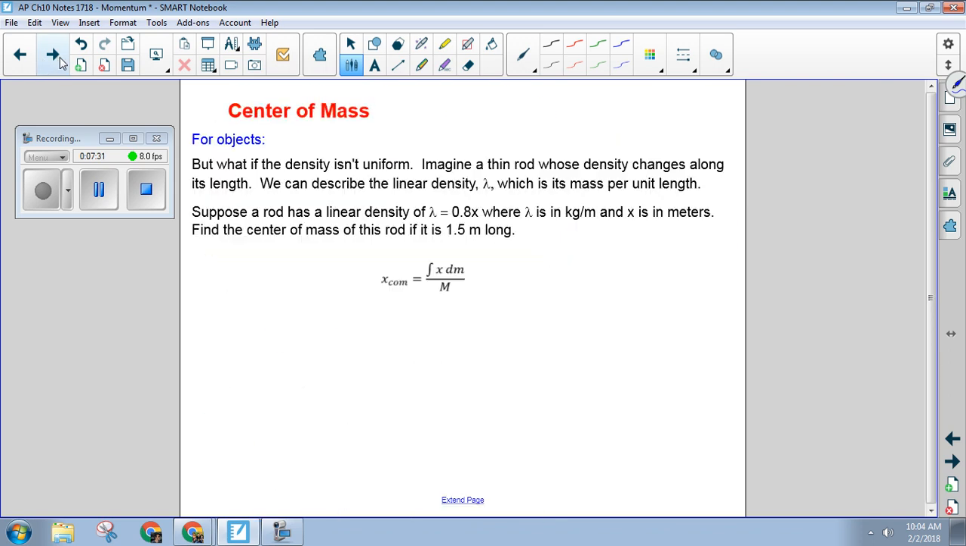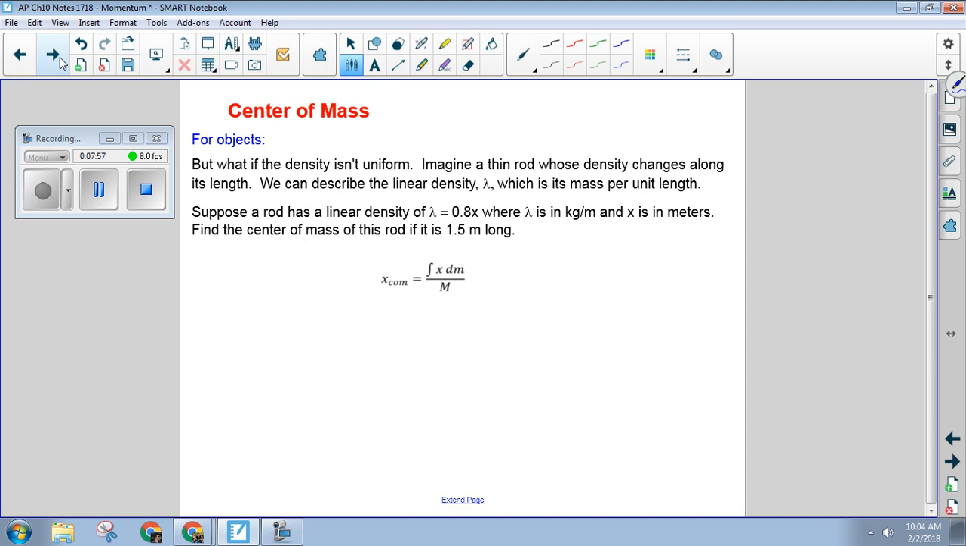Okay. All right. So all of the examples we've done so far have been for objects that have had uniform density, right? Like the first example we talked about was the meter stick. This meter stick has uniform density. In other words, if you were to chop it up into 100 one-centimeter chunks, the mass of each chunk would be the same, right? Okay?